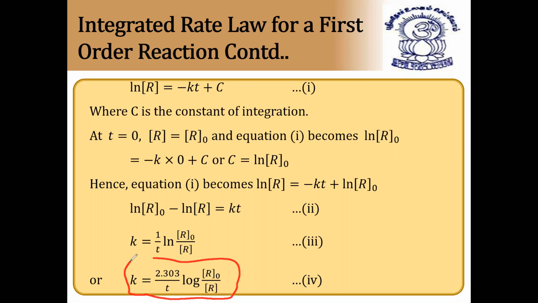So K is equal to, what is the formula? K is equal to 2.303 by t. K is called the rate constant. It is measured in second inverse. T is called time, and log of R naught, the initial concentration, by R, the final concentration, or the amount of substance remaining. I hope it is clear. Next.